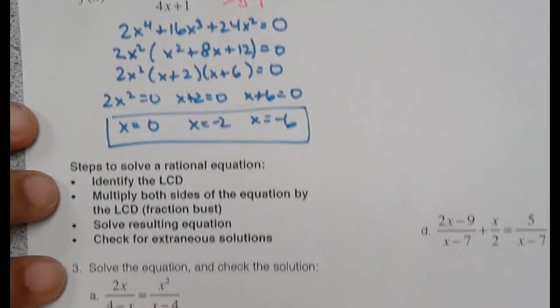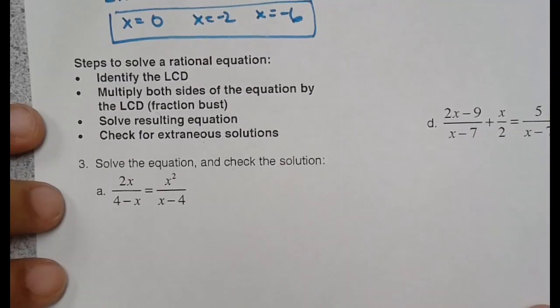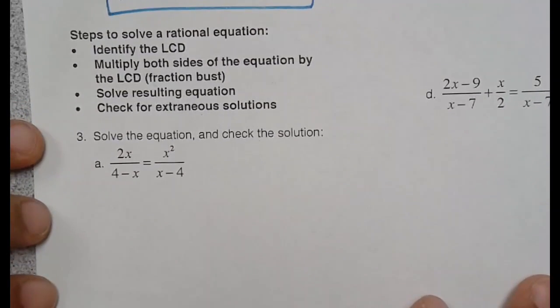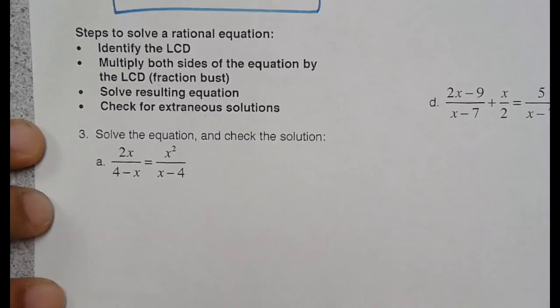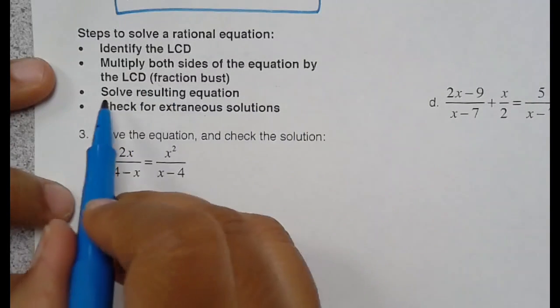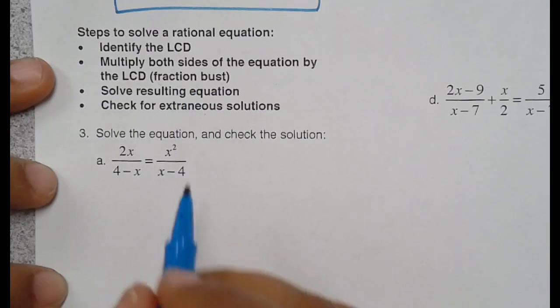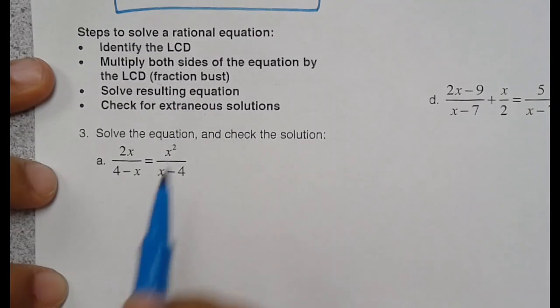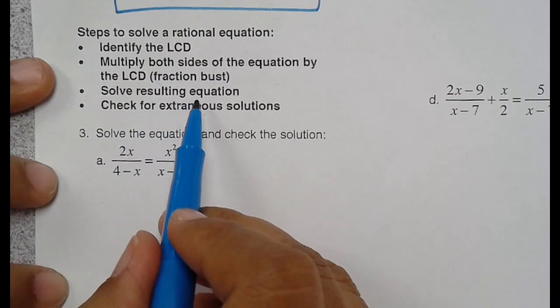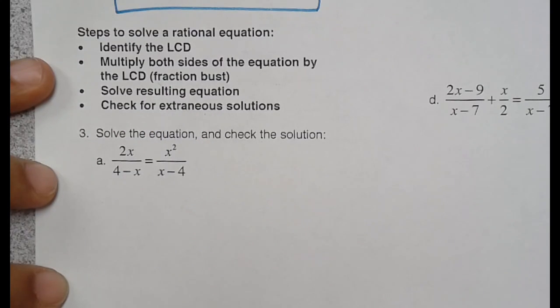All right, let's go ahead and take a look at solving now. To solve rational equations, first we're going to identify what is that LCD. And we're going to multiply both sides of the equation by that LCD. What will happen is it'll fraction bust or bomb. Basically gets rid of all the fractions. Whatever's left is going to be an equation there, and we'll just solve that resulting equation. Don't forget, we'll check for extraneous solutions.